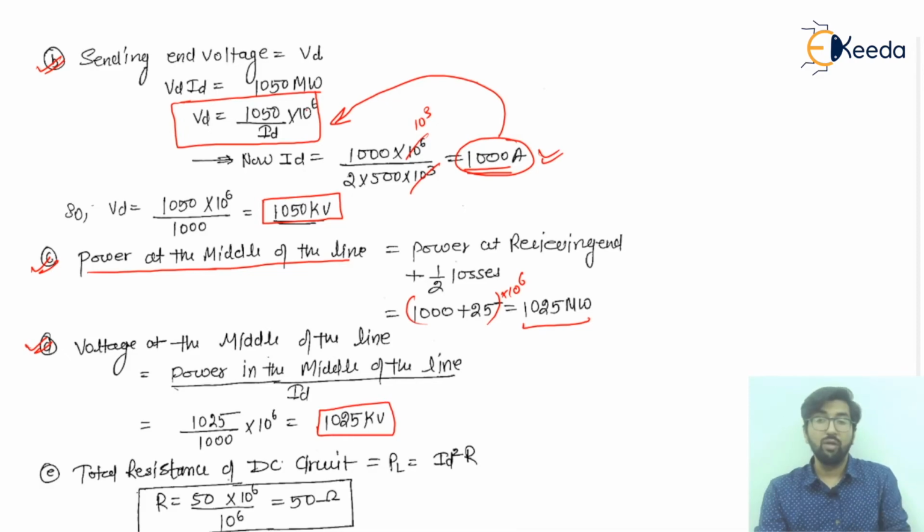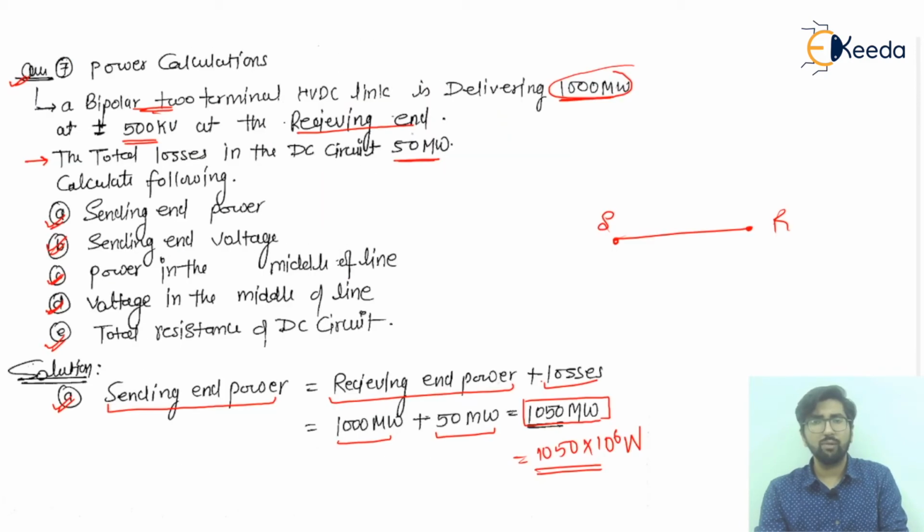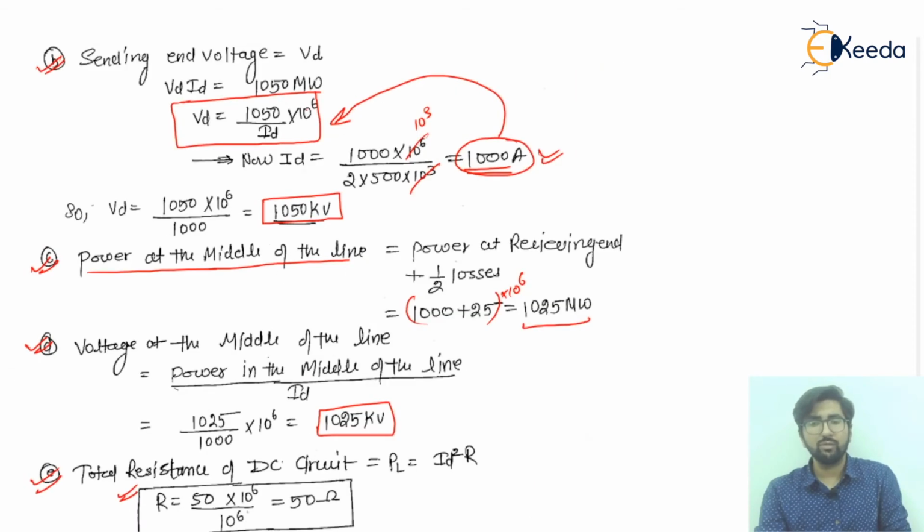Now if I talk about the total resistance of the DC circuit, that can be calculated with the power loss, and power loss is equal to ID square into R. Now put the value of R here. Power PL, that is the power loss, is 50 into 10 raised to power 6, that is 50 megawatt. Then you have to put 10 raised to power 6, cut these values, and you are going to get 50 ohm.